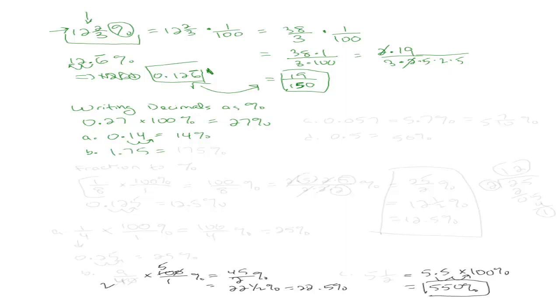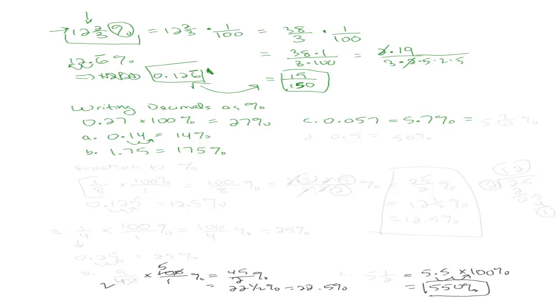What's 1.75 as a percent? 175%. Good. Zero and 57 thousandths as a percent. Yeah, 5.7%.